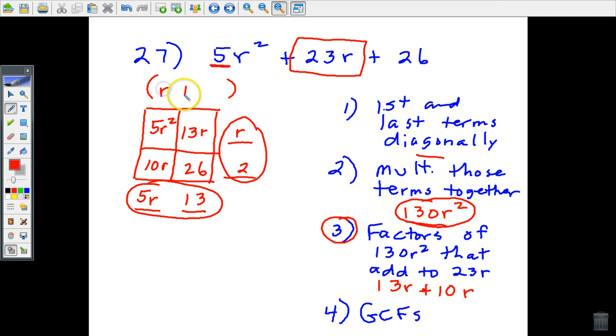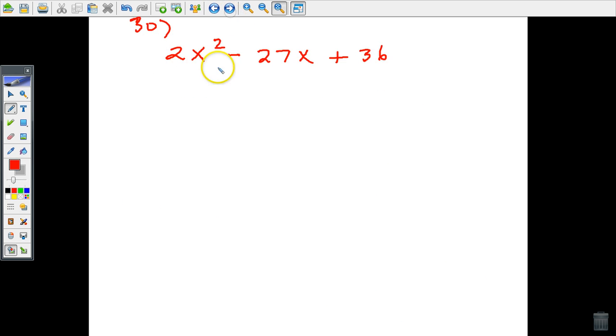So r plus 2, and the order really doesn't matter, 5r plus 13. So if you did a quick FOIL check, you should see that when you do FOIL for these, multiplying these two binomials together, you will get this. All right, that is the box method in action.